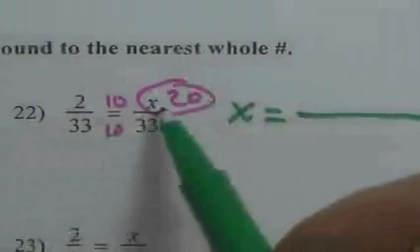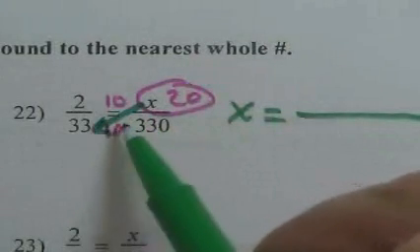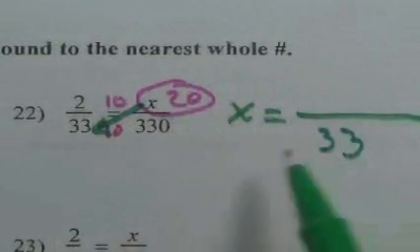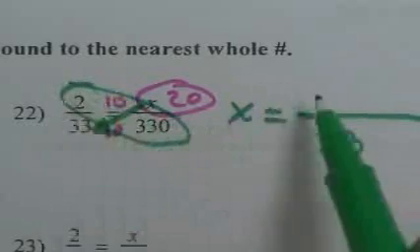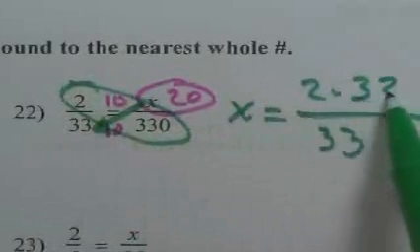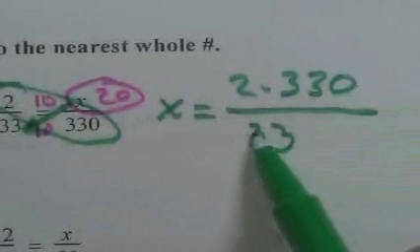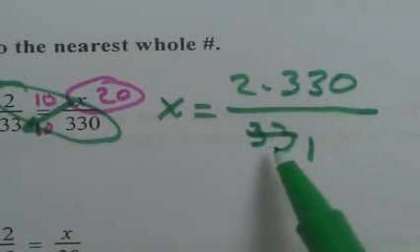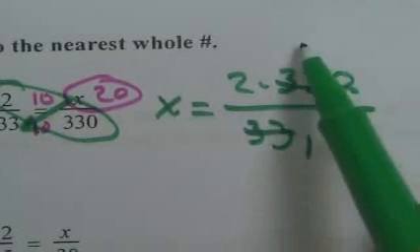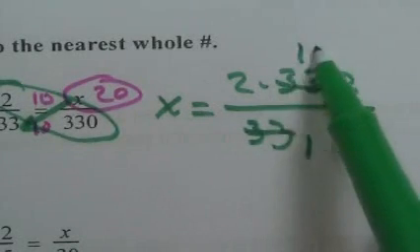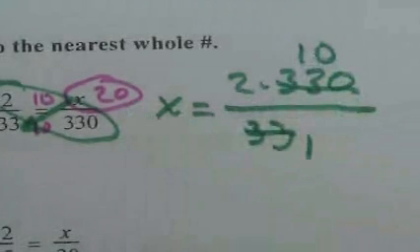And if you didn't know that, you'd set it up where the number diagonal goes on the bottom. The other two numbers go on top. And you can see that 33 goes into 330. 33 goes in there once. 330 goes in there 10 times. 2 times 10 is 20. So the answer is 20.